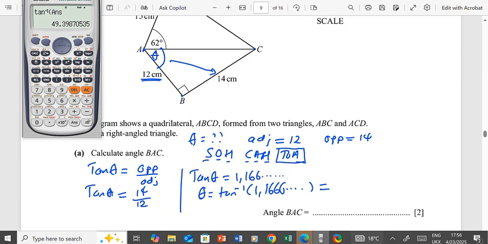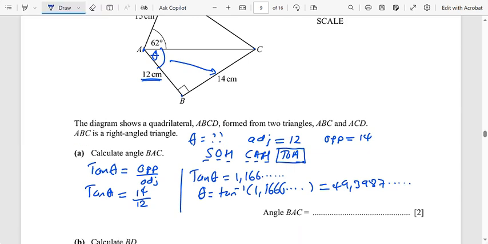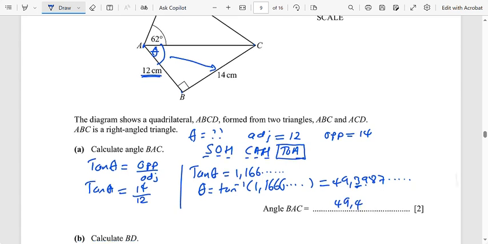So this is 49.3987. So for non-exact angles, we give the answers correct to one decimal place. So to one decimal place, we check the next digit. Of course, it does not have an effect over 3. So the answer is 49.4 degrees.